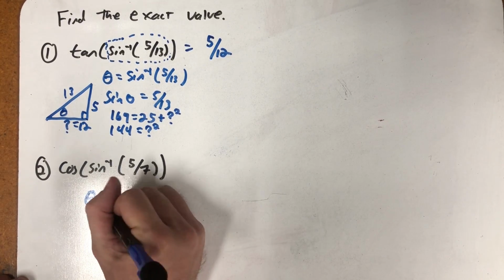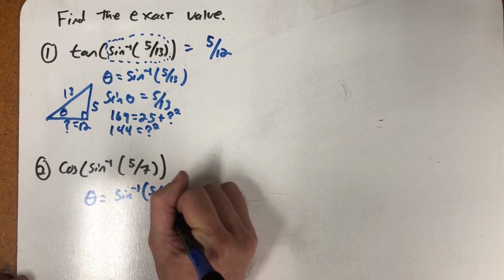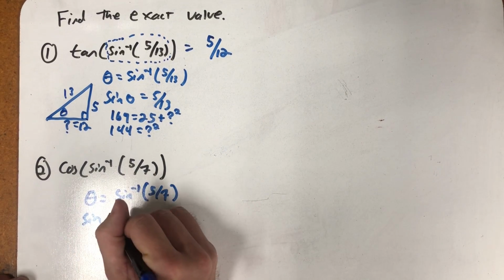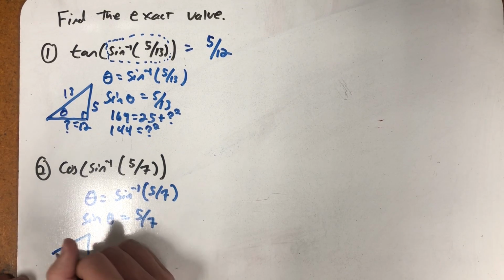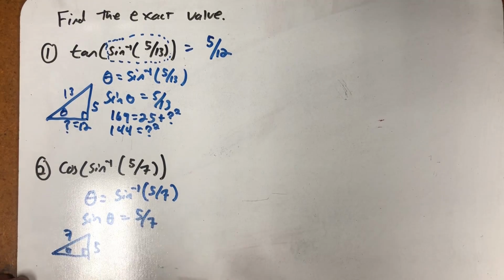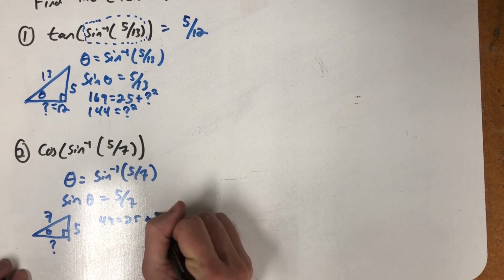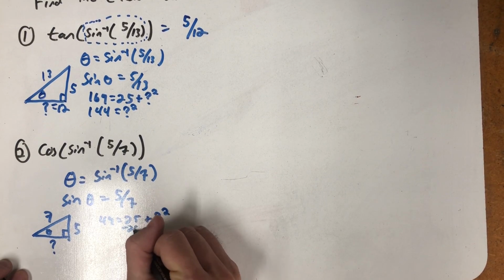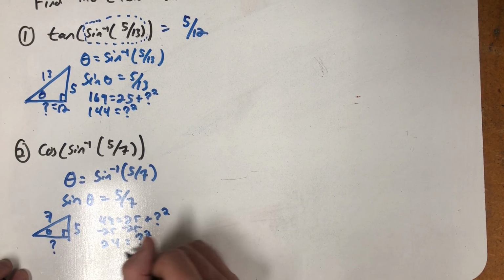All right, we're going to do the same thing down here in number 2. So again, I want to think about theta being that inverse trig function, because every time I see an inverse trig function, it's describing an angle to me. And again, we're dealing with an inverse sine here, so I have 5/7, the opposite over the hypotenuse. And again, I can think about a missing side. And so I have 49 is equal to 25 plus that missing side squared. Take 25 away from both sides, and let's see, I have 24 is equal to the missing side squared.